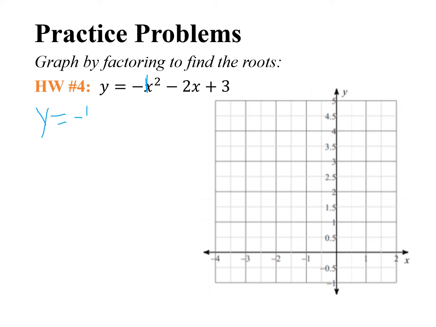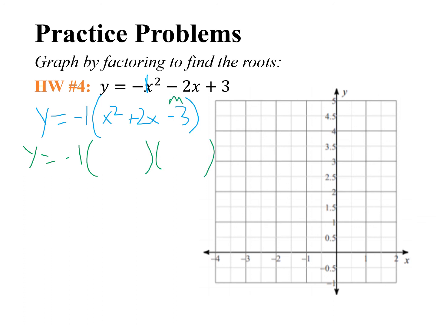So I get y equals -1 times, well, -1 times x squared. -1 times a +2x gives me that -2x. And then -1 times a -3 gives me that +3 at the end there. So now what I need to do is I can factor that inner piece. Now that I have an a value of +1, I can factor it out. That negative sign out in front is still important. It's still essential.